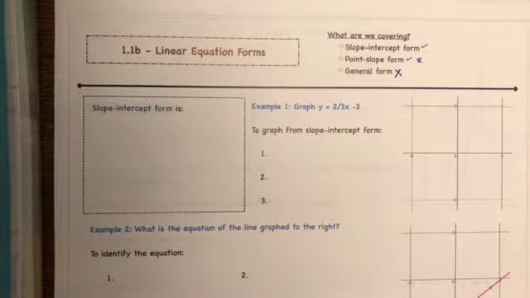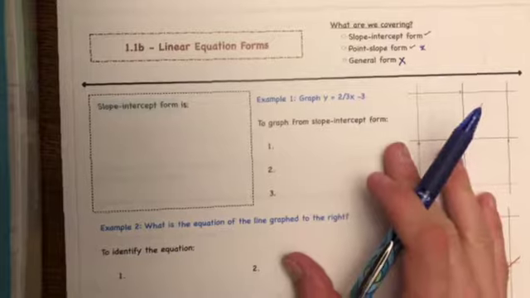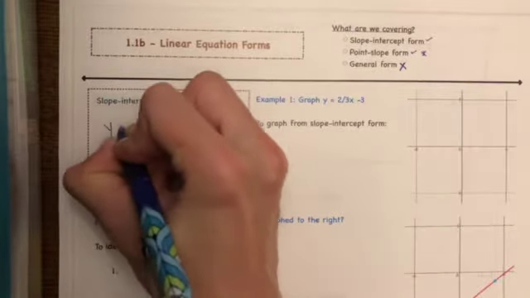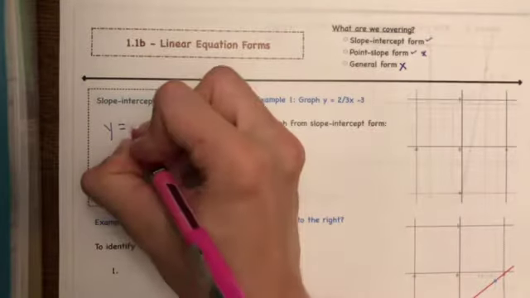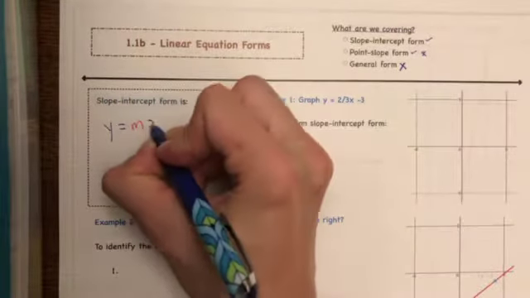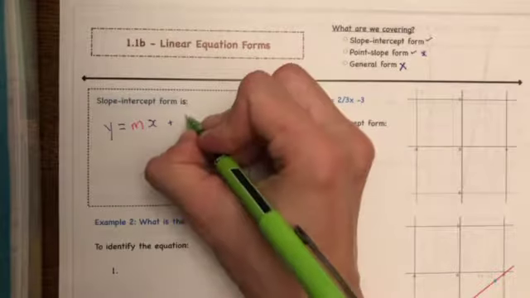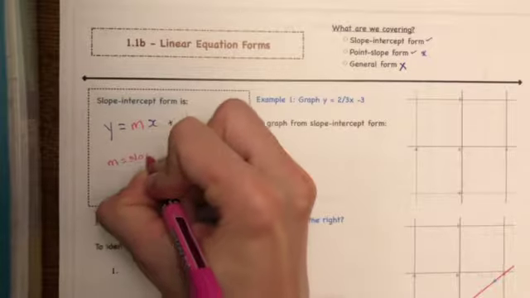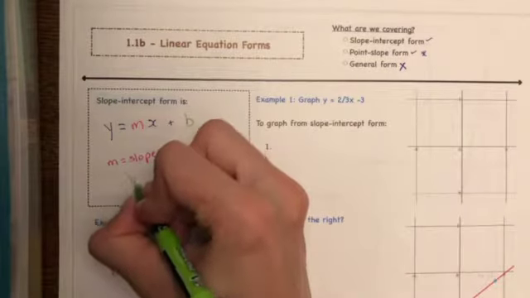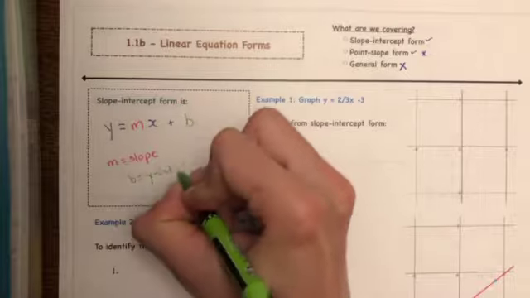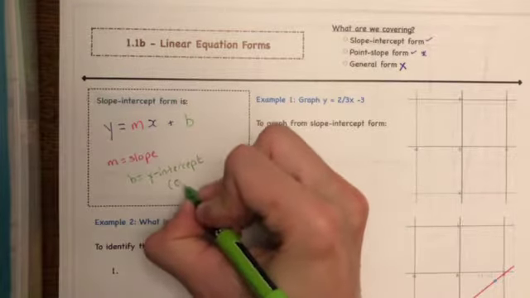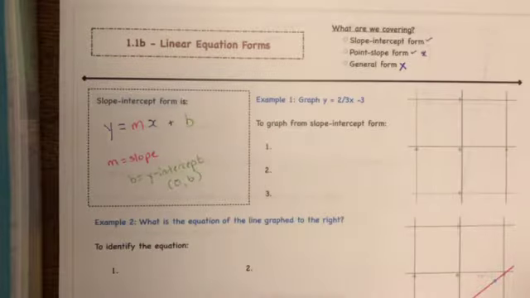To get started, slope-intercept form we talked about yesterday. Just as a quick review, slope-intercept form looks like this: y equals mx plus b, where m is the slope and b is our y-intercept. And again, the y-intercept means the line will cross the y-axis at the point (0, b).